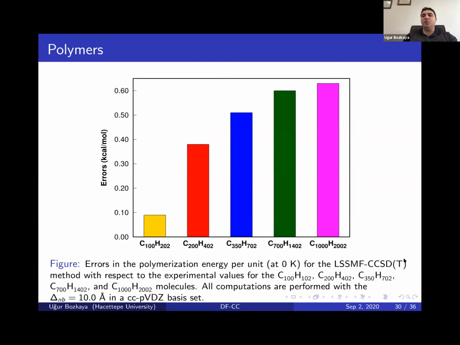Then we consider a set of polymers for which the polymerization energy at 0 Kelvin per unit is available from the experimental result, but these experimental results are average values. Therefore, we also only consider the average values per unit, and we obtain quite negligible errors with respect to experimental values at the LSSMF CCSD(T) level.